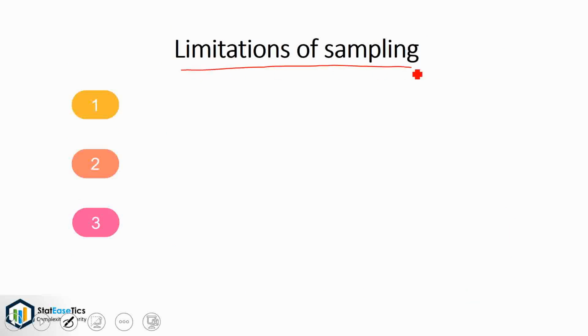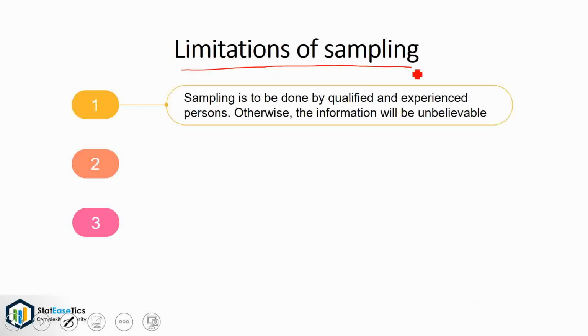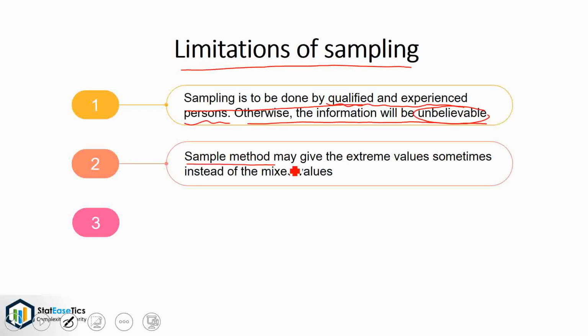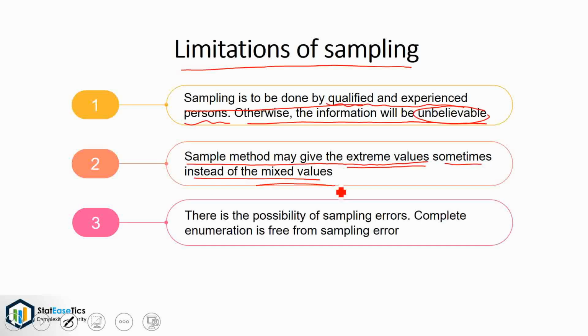Let's see the limitations of sampling. Sampling is to be done by qualified and experienced persons. Otherwise, the information will be unbelievable. The sample method may sometimes give extreme values instead of mixed values. There is the possibility of sampling errors, whereas in complete enumeration, sampling error is absent.